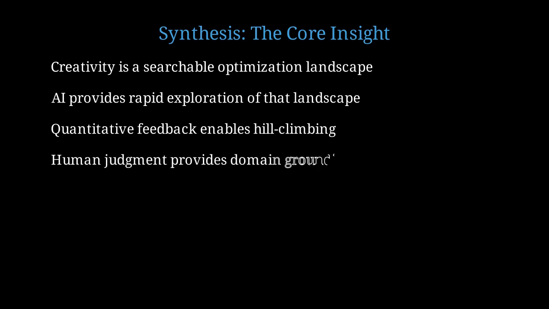Human judgment provides the critical domain grounding and goal setting. The human defines what better means, calibrates the rubric, and validates that high scores actually correspond to real-world value. The optimal creativity system equals AI exploration capability multiplied by human judgment quality. You need both. AI without human judgment produces nonsense. Human judgment without AI assistance is slow and biased.